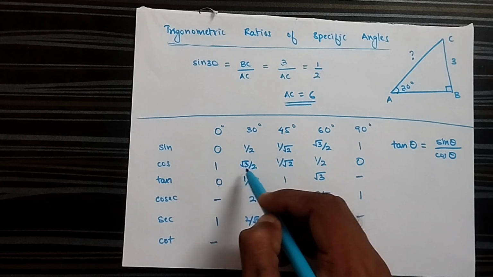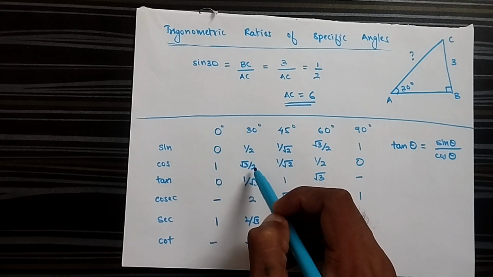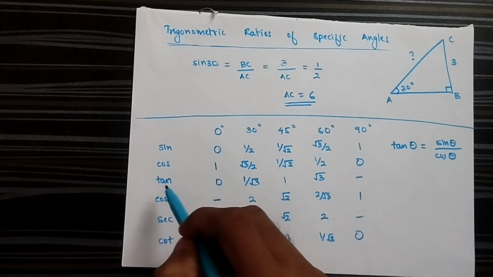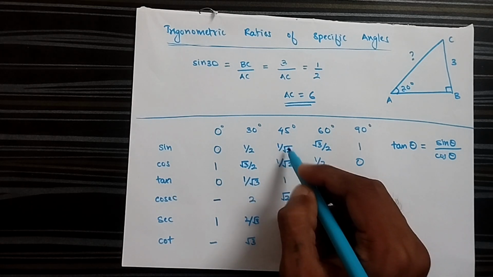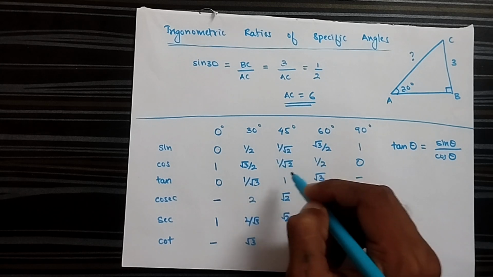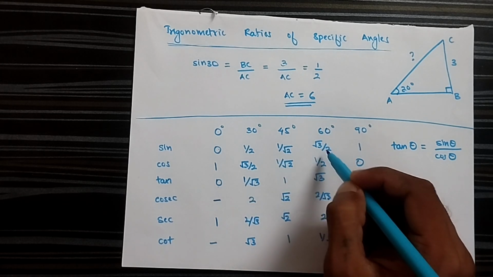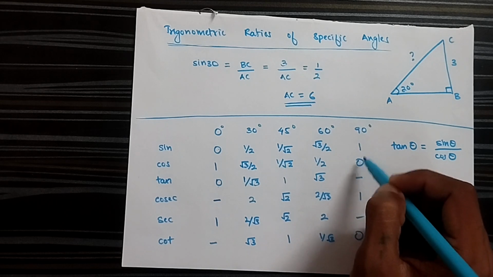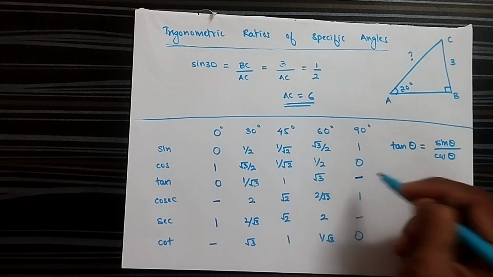Sine 30 by cos 30. Sine 30 is 1 by 2. Cos 30 is root 3 by 2. If we divide these both, we get 1 by root 3 as written here. We divide these same numbers, we get 1. 1 by root 2 divided by 1 by root 2 is 1. Then if we divide these two, we get root 3. For these two, we can't divide because 1 by 0 is undefined. That's why this comes as undefined.